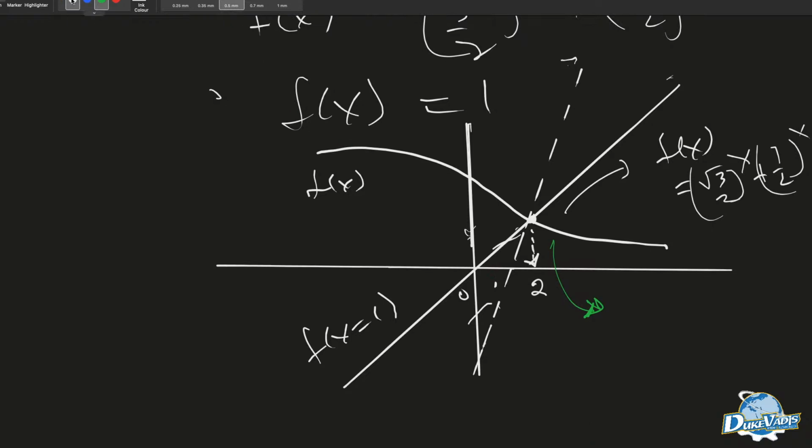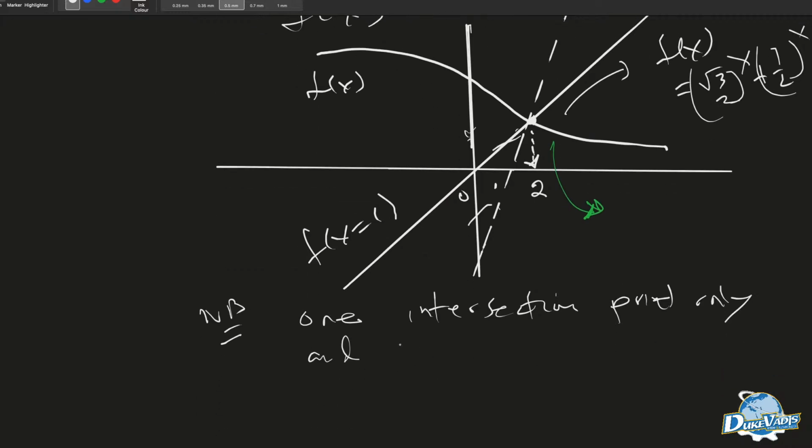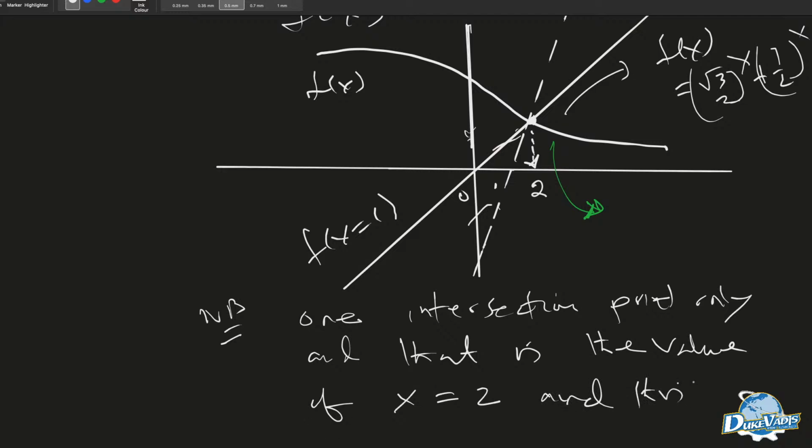So I can say boldly there is only one intersection point, and that is the value of x equals 2, and this is the only solution ever for the equation.